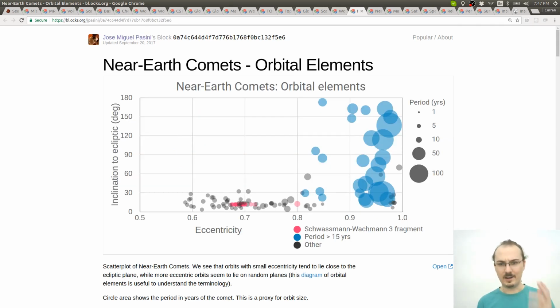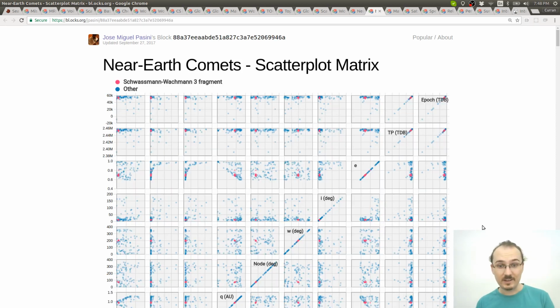This scatter plot about comets was iterated on to use color effectively, and I really like that. The scatter plot matrix of the same data is pretty cool too. It sort of fills up the screen with data.